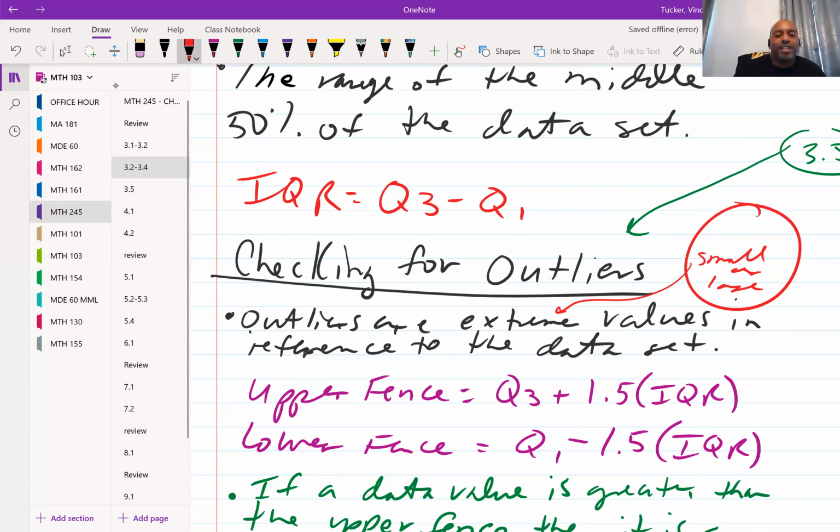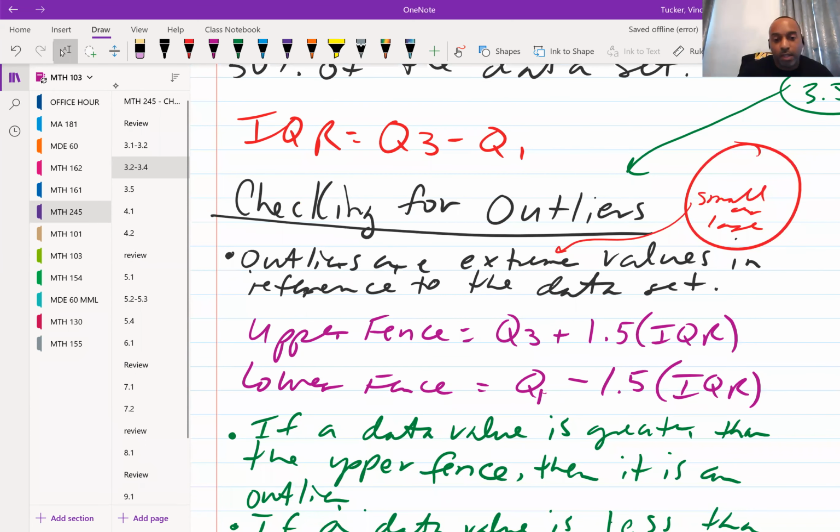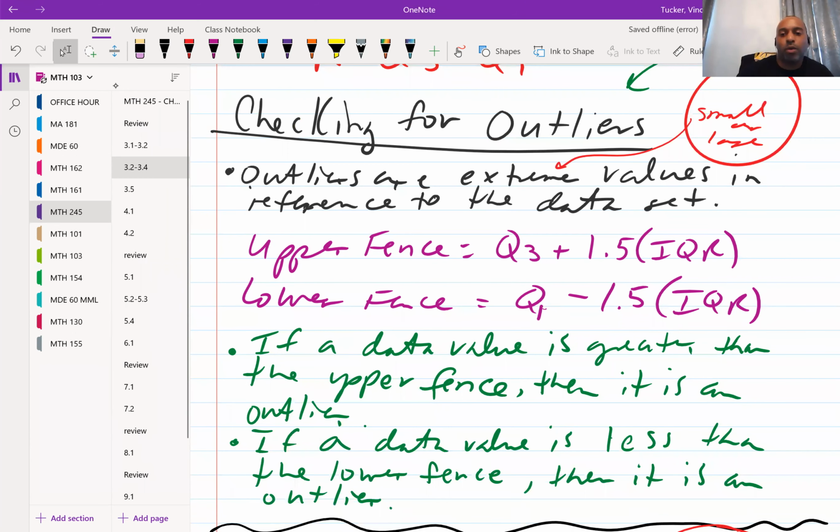So we're going to have these fences. We're going to have an upper fence and a lower fence. The way we calculate that, upper fence, Q3 plus 1.5 times your IQR. Your lower fence will be Q1 minus 1.5 times your IQR. So if a data value is greater than the upper fence, then it is considered an outlier. If a data value is less than the lower fence, it is considered an outlier.